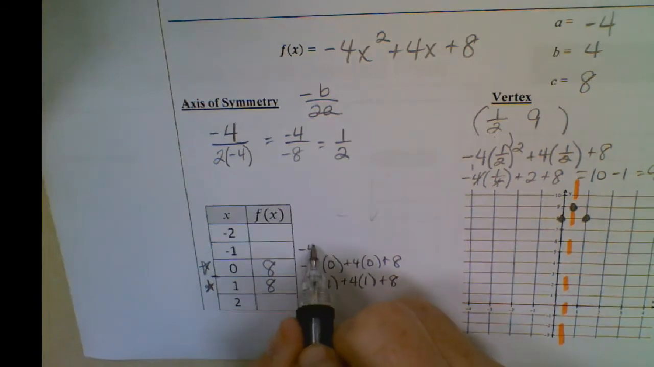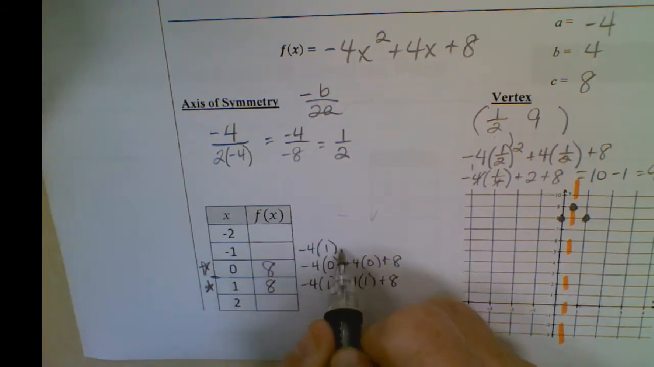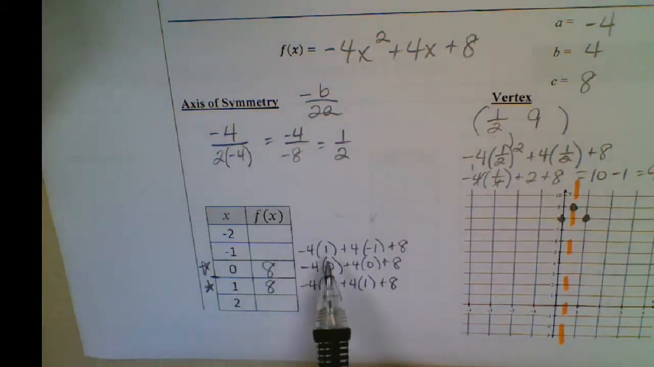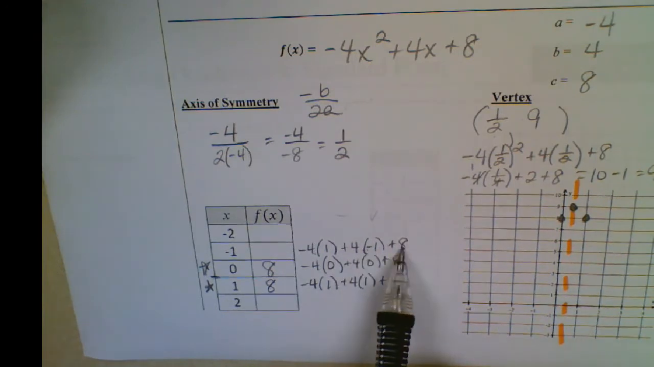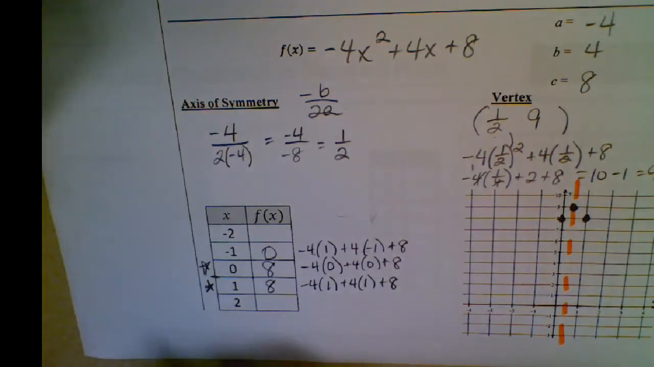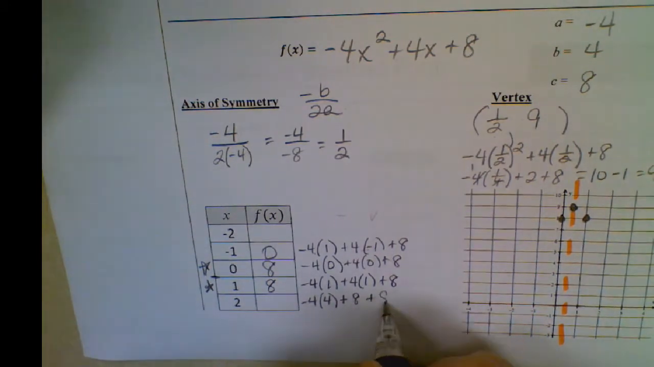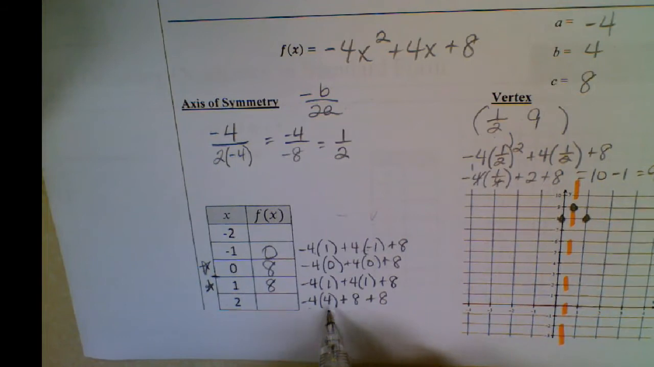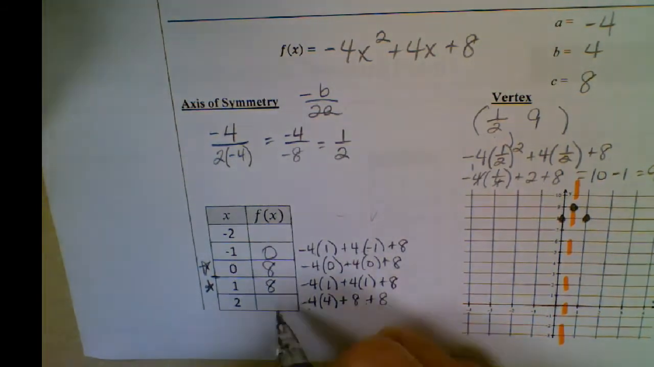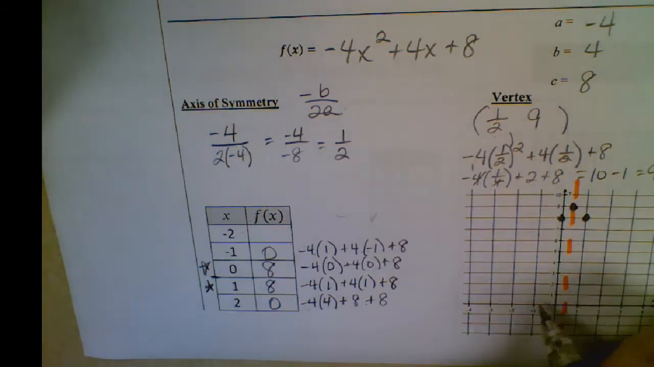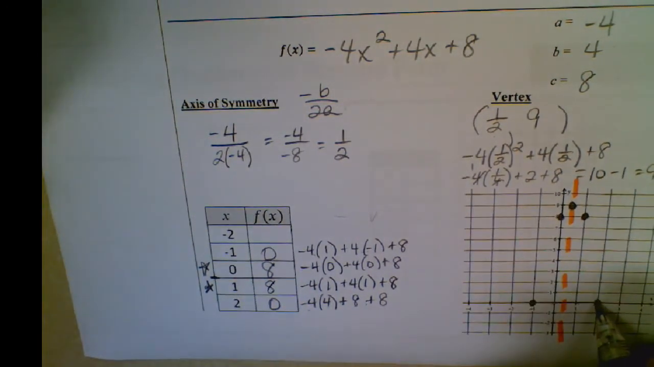So let's try it. We have negative 4, negative 1 squared is 1, plus 4 times negative 1, plus 8. So I get negative 4, and negative 4 is negative 8, plus 8, which just gives me 0. Let's try it with the 2. 2 squared is 4. 4 times 2 is 8, plus 8. Well, negative 4 times 4 is negative 16. 8 and 8 is 16, so negative 16 plus 16 also gives me a value of 0. I'm not even going to graph that negative 2 right now, because I don't really need it. I have 5 points for my graph. I'm kind of good. So I have negative 1, 0, and 2, 0.